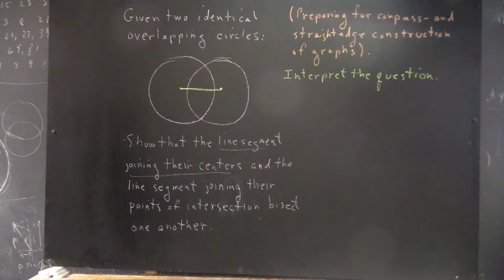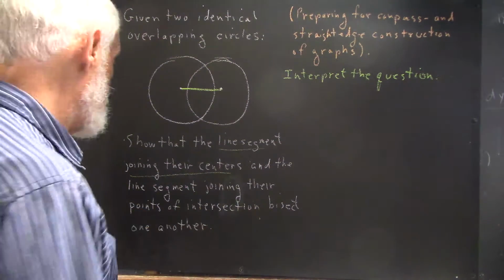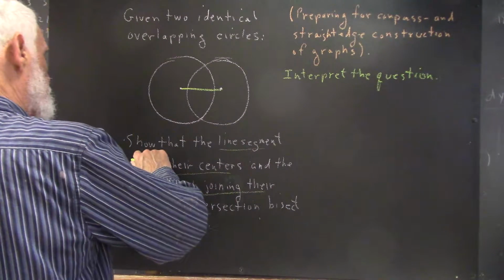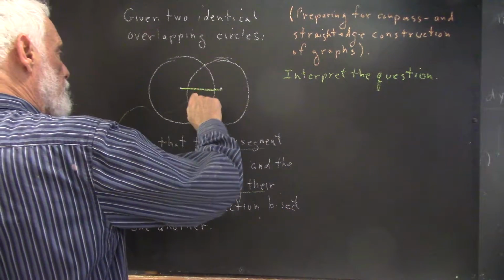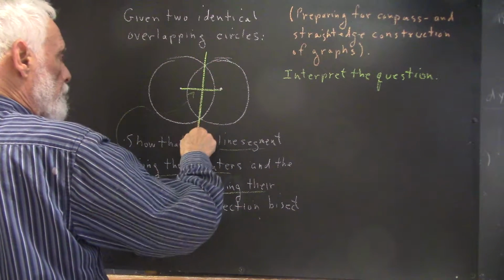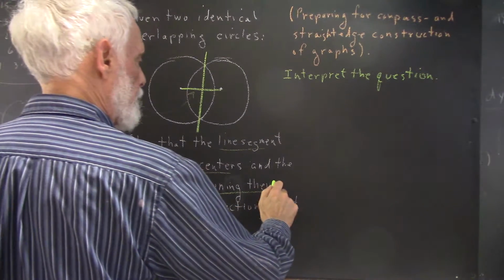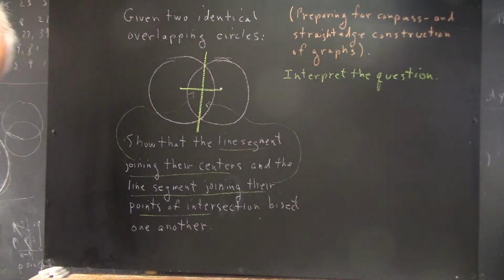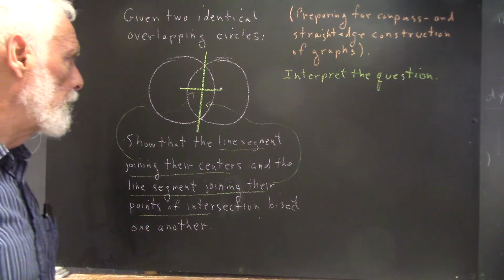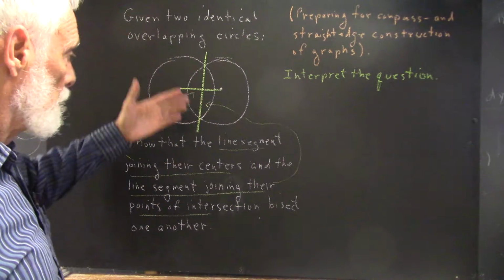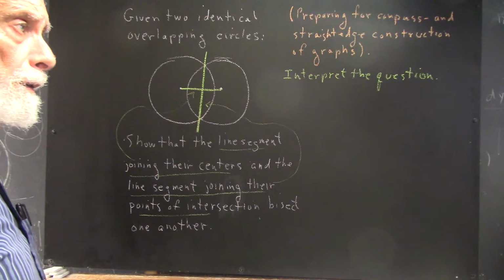Then we have the line segment joining their points of intersection. So the line segment joining their centers is here. The line segment joining their points of intersection is here. So that would be this line segment. Now, because of the way I drew the circles, it doesn't look like these segments are perpendicular.